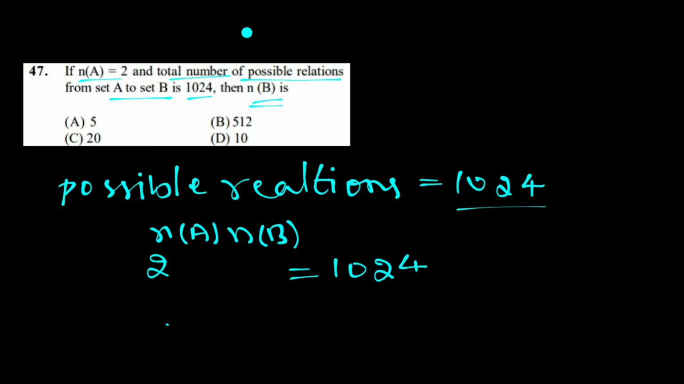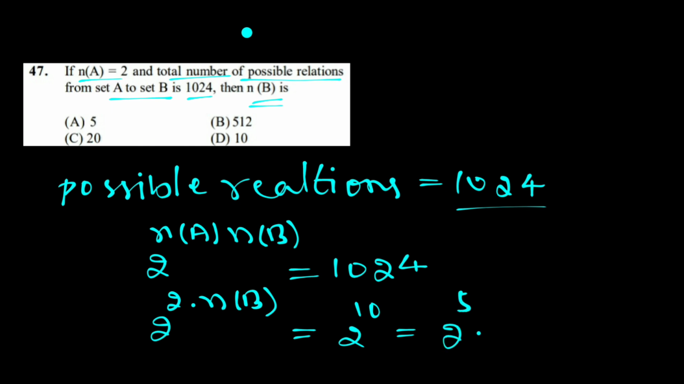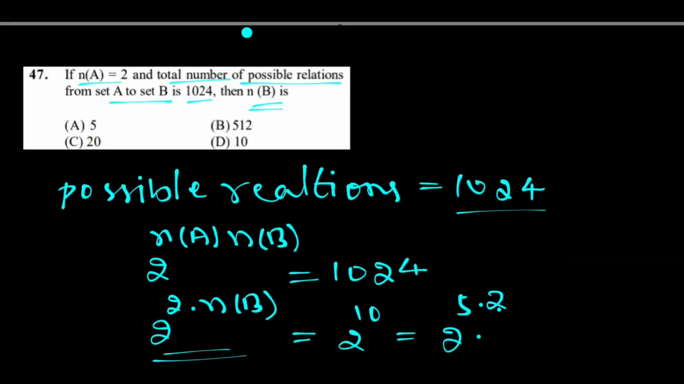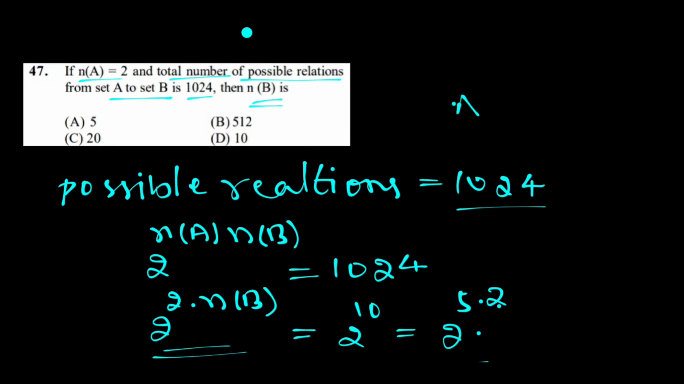So now we have to simplify. 2 power n of A, number of elements in A is 2. So 2 into n of B, we don't know n of B, as it is we have to write, that is equal to 2 power 10. 2 power 10 also we can write as 2 power 5 into 2. So just compare on both sides here. 2 power 2 into 5, 2 power 2 into n of B. So number of elements in B is 5. So correct option is A.